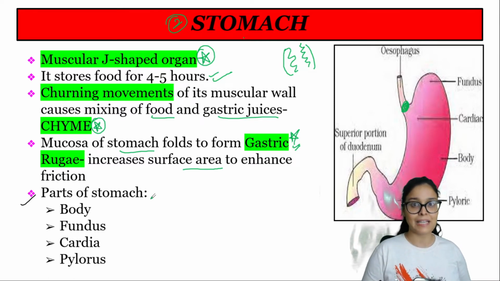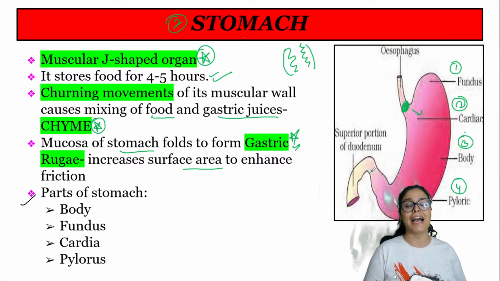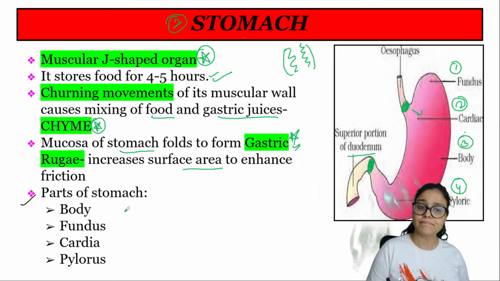And if we see the parts of the stomach, first part is fundus. Then we are having cardiac part of the stomach. Cardiac means it's near the heart, इसलिए cardiac part है. Third part of stomach is body, and last part of stomach is pyloric, which will be opening into the small intestine region, duodenum of small intestine, right?